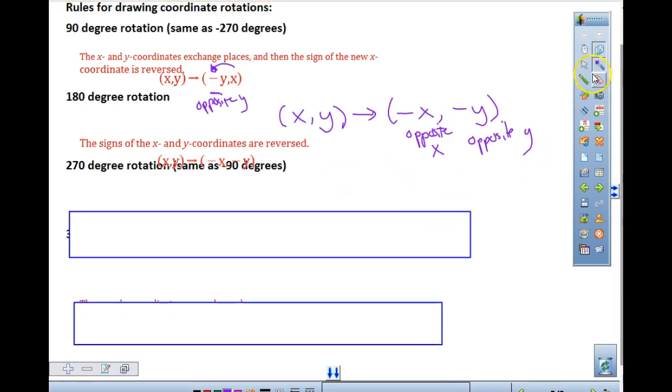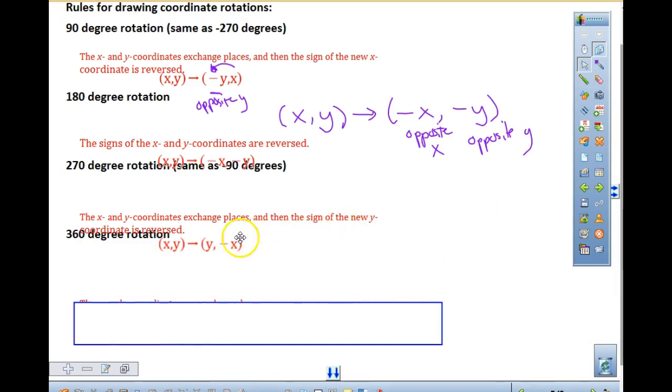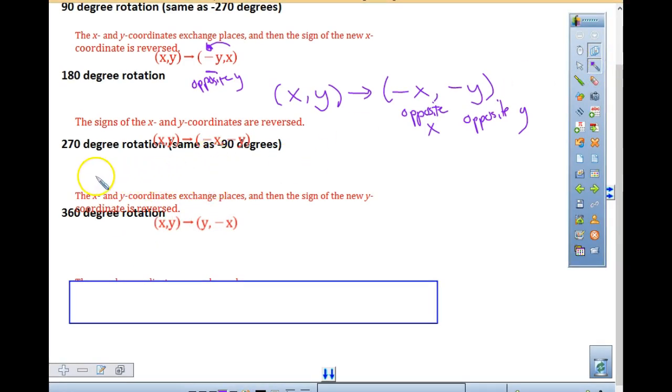If you look at the 270, what happens to 270? When we are looking at our 270, the x and y change places. The sign of the new y is reversed. So when we are taking a look at this, you need to be very careful. When I'm writing this for the 270, what you want to put down is that your (x, y) is going to change to (y, opposite of x), switching places.